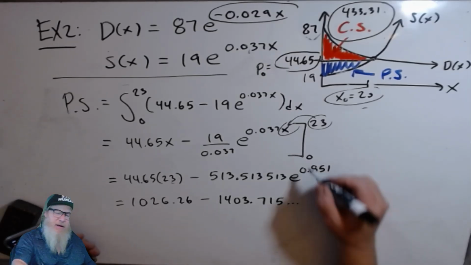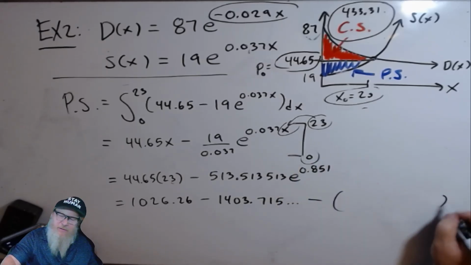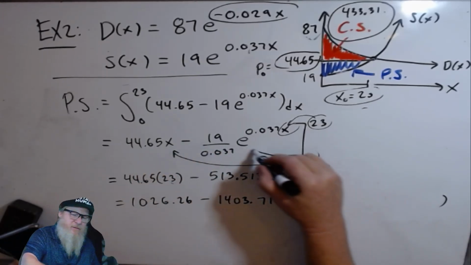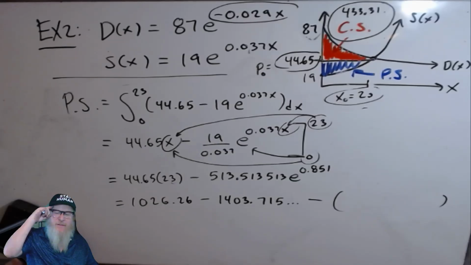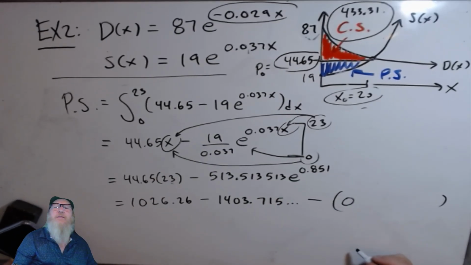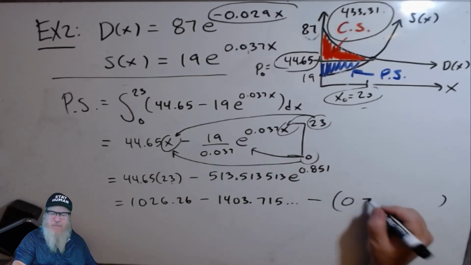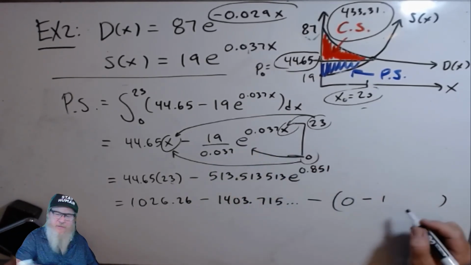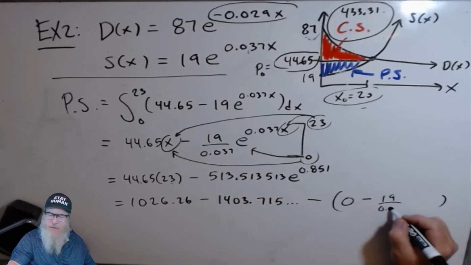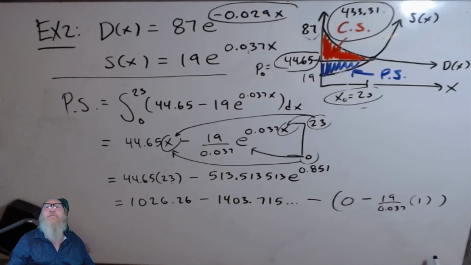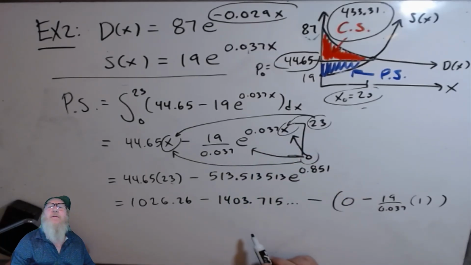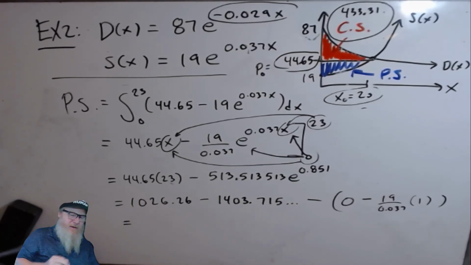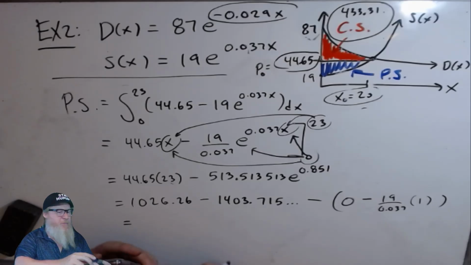All right. And then now I have to plug in the 0. So I already plugged in the 23 in both places. Now I'm going to plug in the 0. For the first one, I'm just going to get 0. For the second term, I'm going to get 1 times 19 over 0.037. When you plug 0 in for x, you're going to get 1. All right, so we're done. That's the producer surplus.